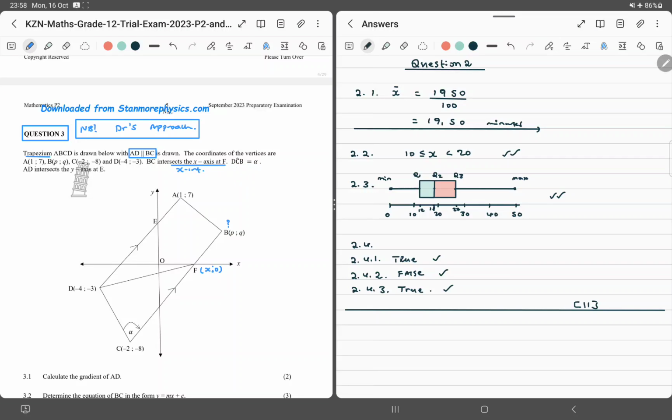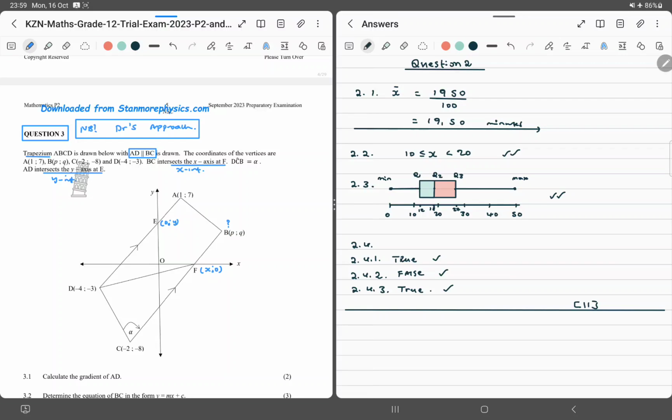Then angle DCB is alpha, so it's indicated. AD intersects the y-axis at E. Again, what does that tell us? It tells us that this is going to be 0 and some y value, because when a line cuts the y-axis, this is the y-intercept.